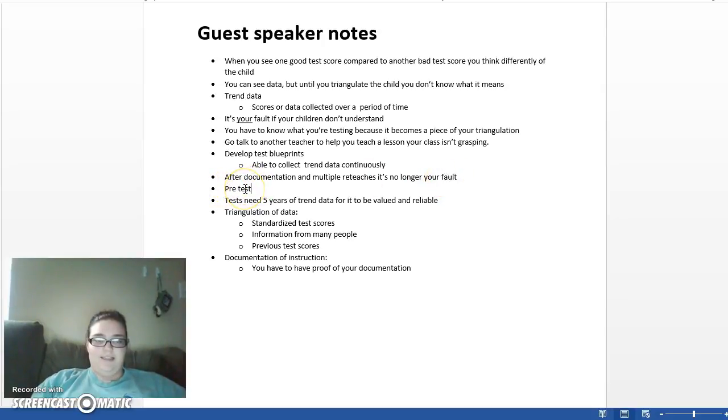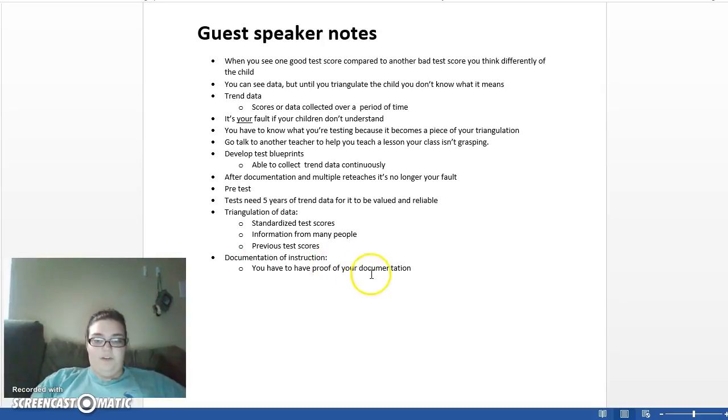You can give a pre-test to see how much your students know before the test. Tests need 5 years of trend data for it to be valued and reliable. It also, what she said was, it needs 5 years of trend data to put a school into academic distress. Triangulation of data parts are standardized test scores, information from many people, and previous test scores. That's one corner of it. And then documentation of instruction.